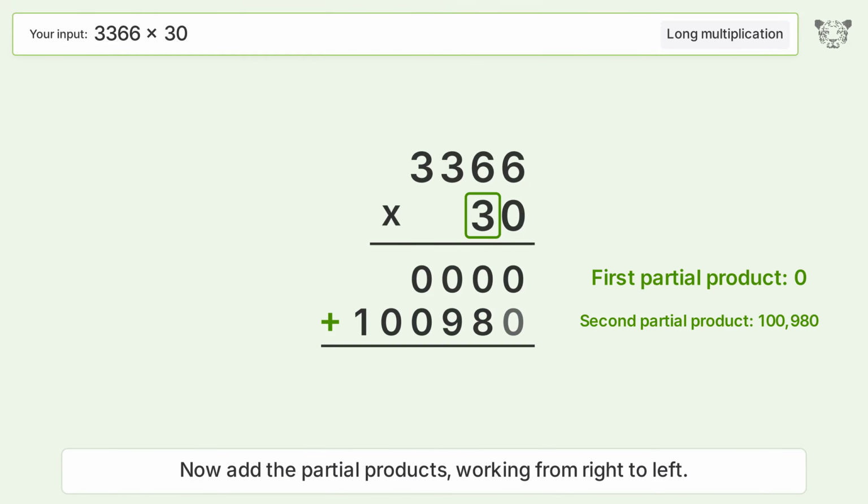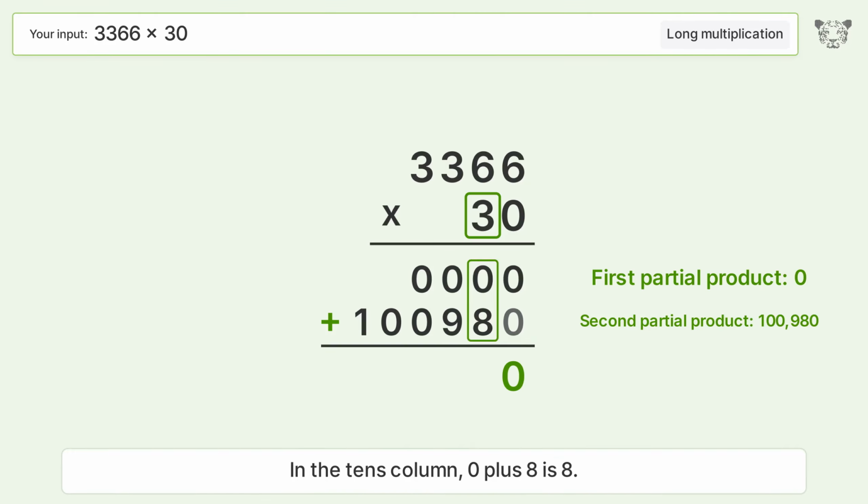Now add the partial products, working from right to left. In the ones column, 0 plus 0 is 0. In the tens column, 0 plus 8 is 8. In the hundreds column, 0 plus 9 is 9. In the thousands column, 0 plus 0 is 0.